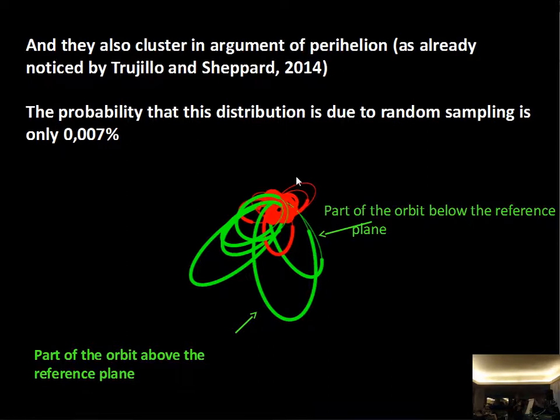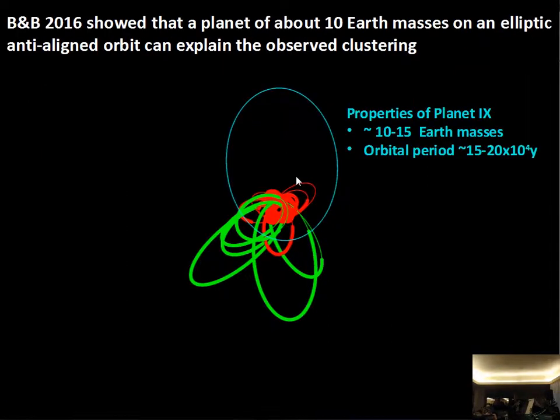Batygin and Brown, in their paper in 2016, computed that the probability of having this double clustering by chance is very tiny, of the order of 0.007%. So they proposed that this double clustering is due to the presence of a planet, and they showed that the planet that can do this confinement is a planet of the order of 10-15 Earth masses on a very elongated orbit, with an orbital period of about 15,000 to 20,000 years, and which has to be anti-aligned with respect to the orbits of the TNOs.